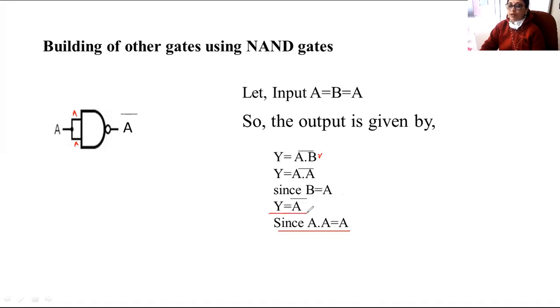So this is nothing but the equation of the NOT gate. And therefore, this circuit which is connected here will act as a NOT gate. That means when you apply 0 at the input, you will get 1 at the output. And if you apply 1 at the input, you will get 0 at the output. So this will work as NOT gate or inverter.